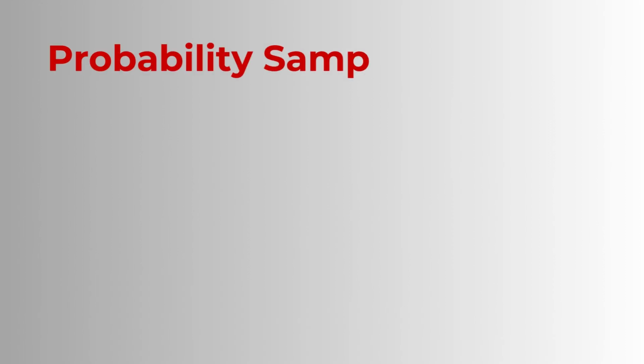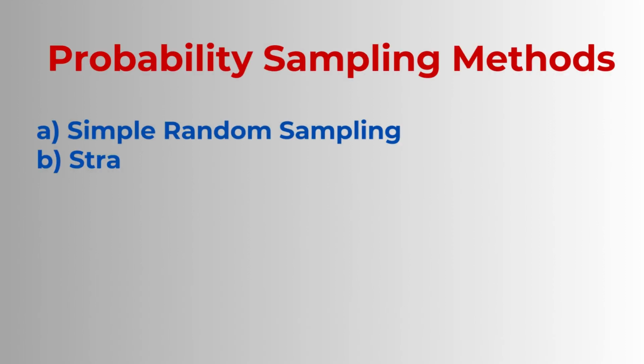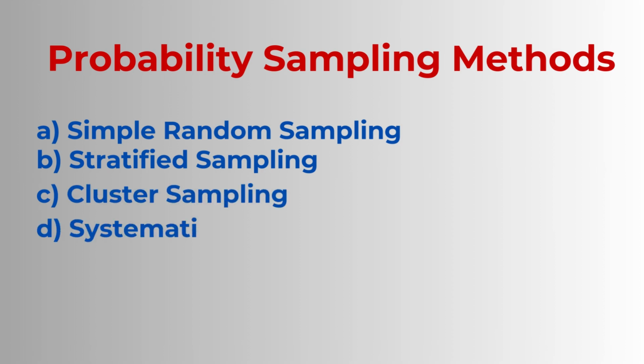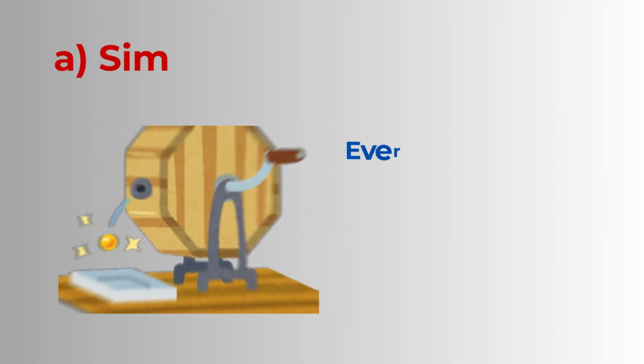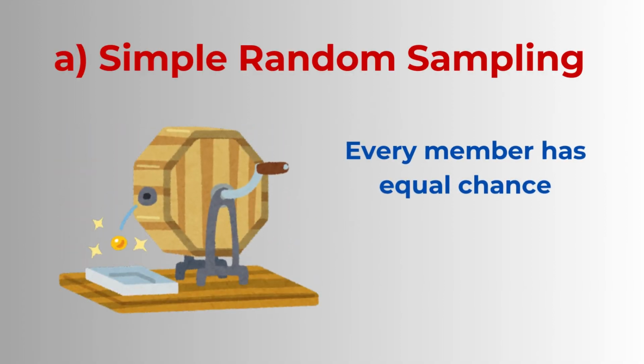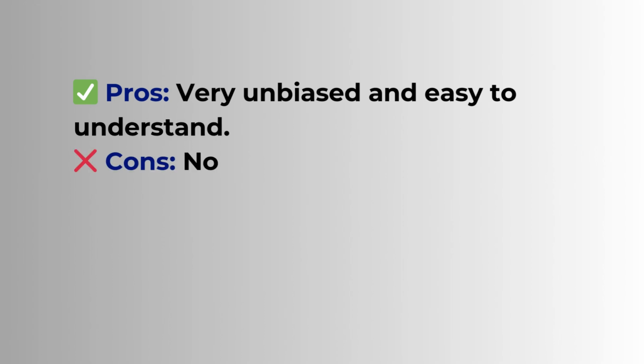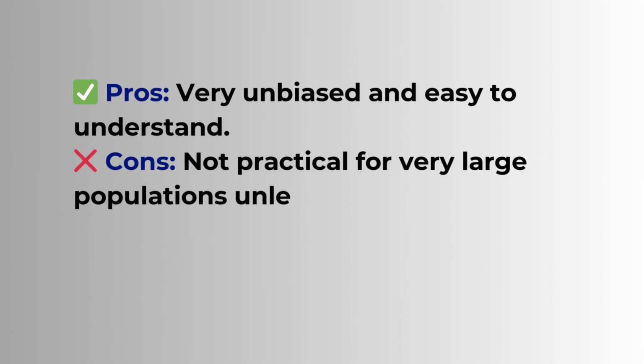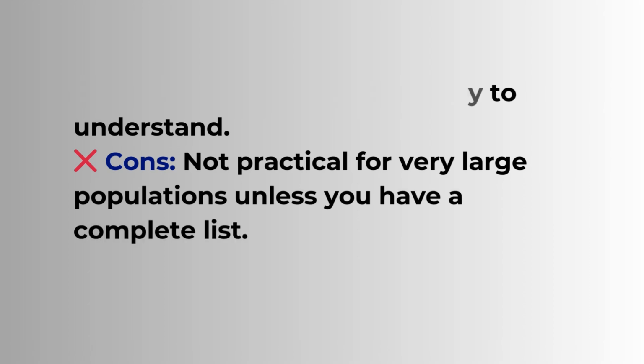There are four main probability sampling methods: simple random, stratified, cluster, and systematic. Let's go through all of them one by one. Simple random sampling is the purest form of sampling. Every member has an equal chance of being picked. Your sampling frame should include the whole population. Example, suppose there are 1000 students in a school. You use a random number generator to pick 100 students. Each student has exactly a 10% chance of getting selected. Its pros, it is very unbiased and easy to understand. And cons, not practical for very large populations unless you have a complete list.